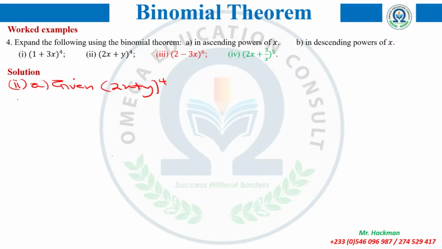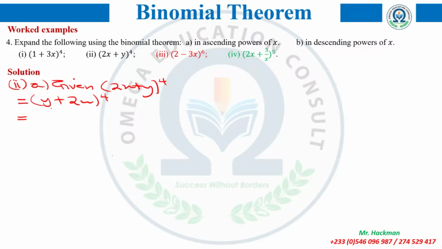So this calls for rearrangement. I know that this will be equal to y plus 2x, all to the power 4, because of the purpose I want to achieve. The powers of the x here should be ascending. So in this case, I'll write this is equal to.